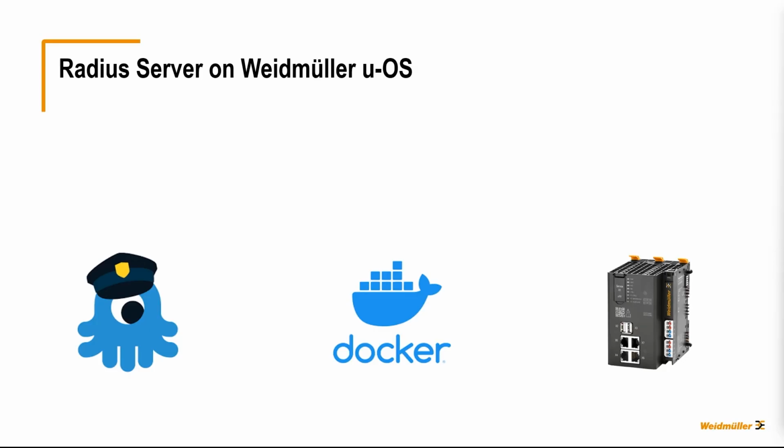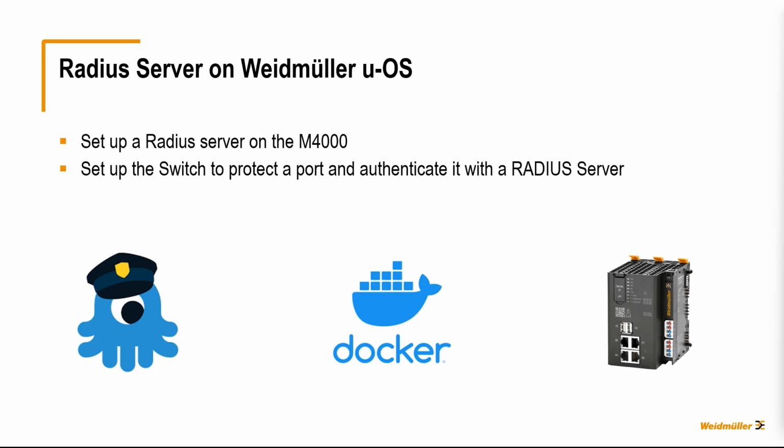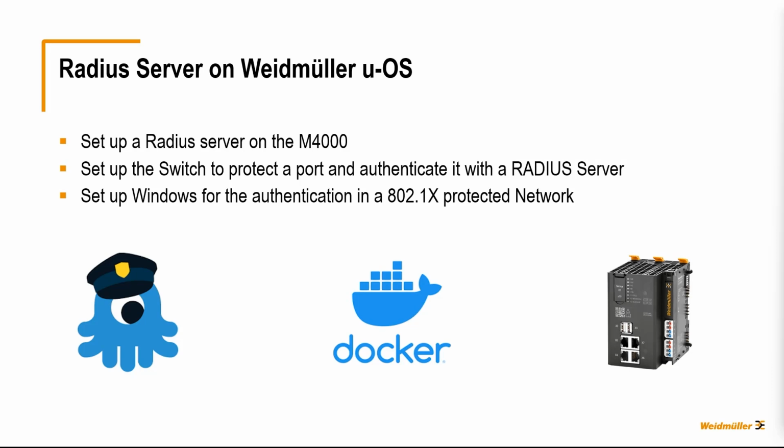In this tutorial, you have learned how to set up a Freeradius server in a Docker container on the M4000. You also learned how to configure the switch so that it authenticates a specific port with Radius. Then you have learned how to authenticate yourself with such a port in Windows.